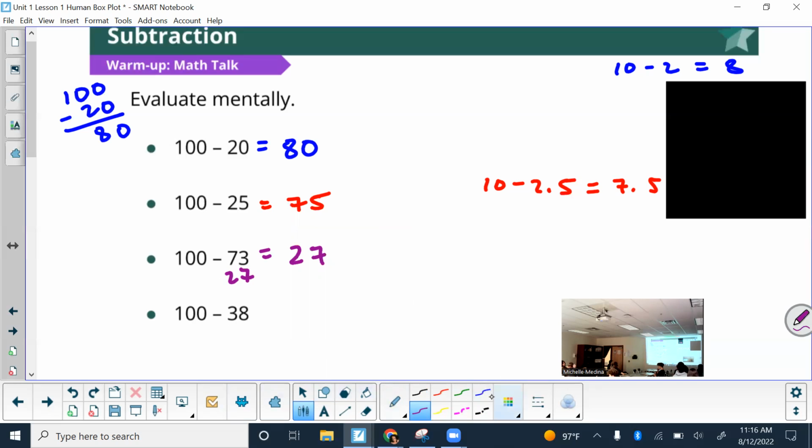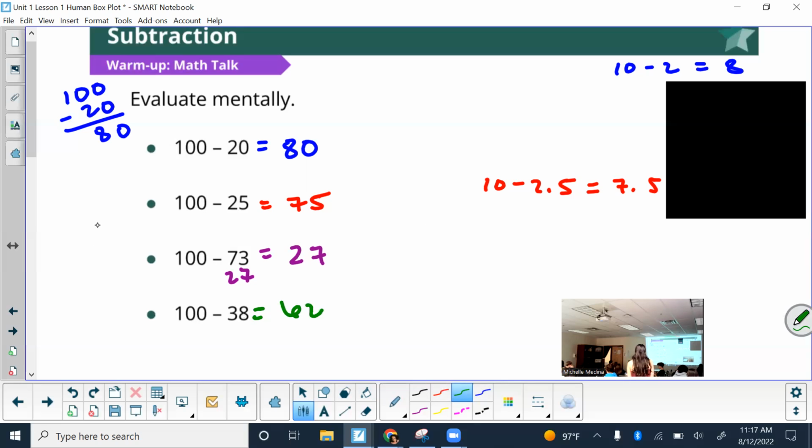And what about 100 minus 38? What is that? Quick math. What is it? So if we didn't have a calculator, we wouldn't be able to figure out what 100 minus 38 is. Yes. 62. And how were you able to come to that conclusion?